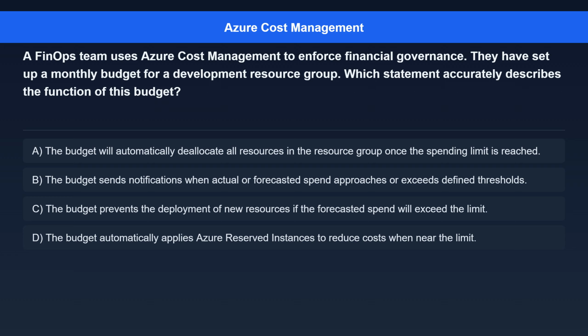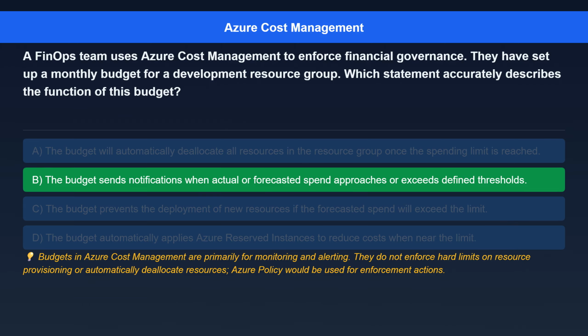Option A. The budget will automatically deallocate all resources in the resource group once the spending limit is reached. Option B. The budget sends notifications when actual or forecasted spend approaches or exceeds defined thresholds. Option C. The budget prevents the deployment of new resources if the forecasted spend will exceed the limit. Option D. The budget automatically applies Azure reserved instances to reduce costs when near the limit.